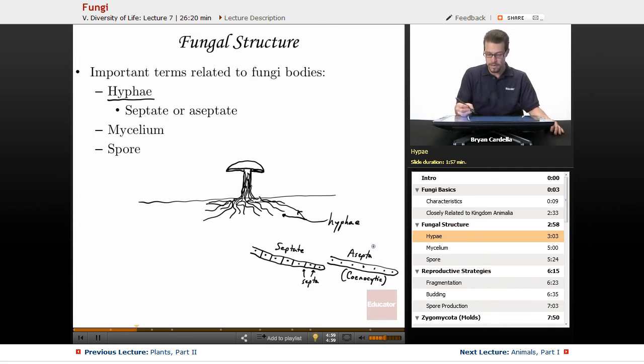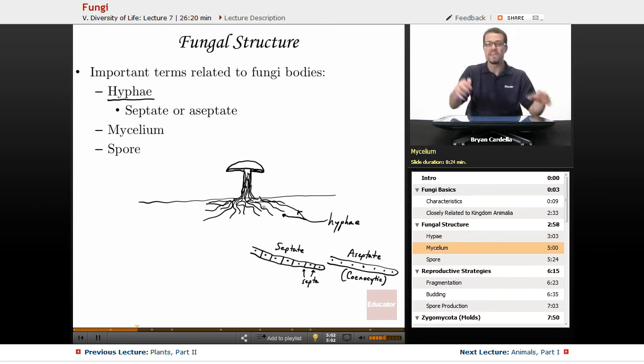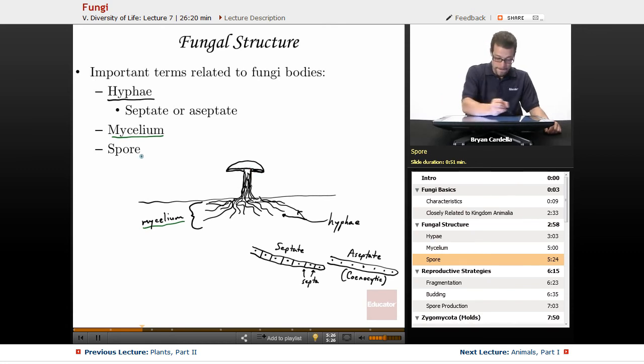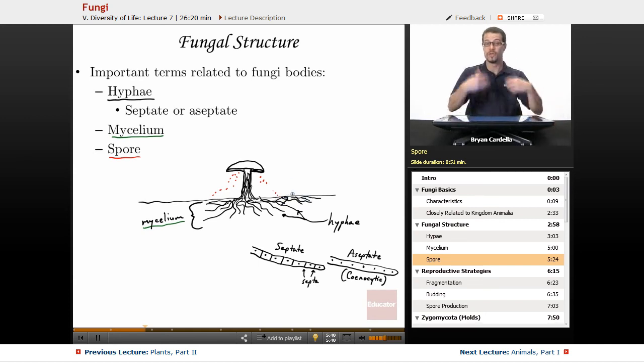Mycelium is the specific part of the fungus that is feeding off of the food. And with a mushroom, the mycelium would be the part that's actually in the ground, that's actually growing in the soil. So whatever part of the fungus is embedded in its nutrient source, that is the mycelium. Now, spores are what are dropped out of the fruiting body. So spores will land in the ground and they will make new hyphal strands. And they can grow into another fruiting body.